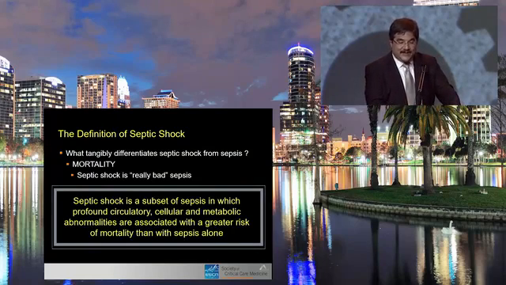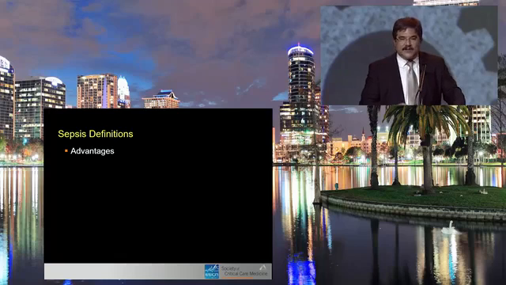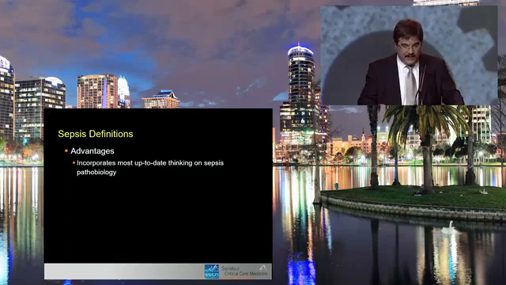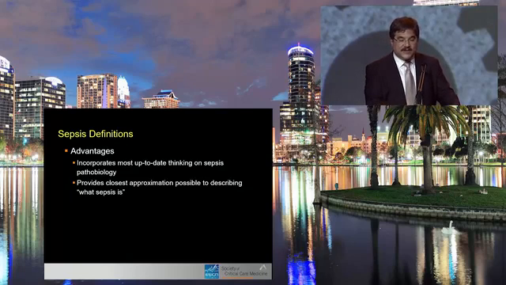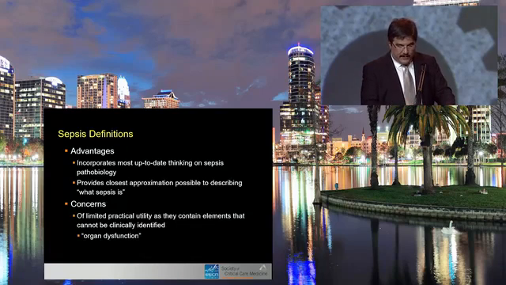Septic shock is a subset of sepsis in which profound circulatory, cellular, and metabolic abnormalities are associated with a greater risk of mortality than with sepsis alone. There are some advantages to these new definitions that I think are fairly obvious. It incorporates the most up-to-date thinking on the pathobiology. It provides the closest approximation possible to describing at this point in time, based on what we know, what sepsis is. But there's some concerns as well.